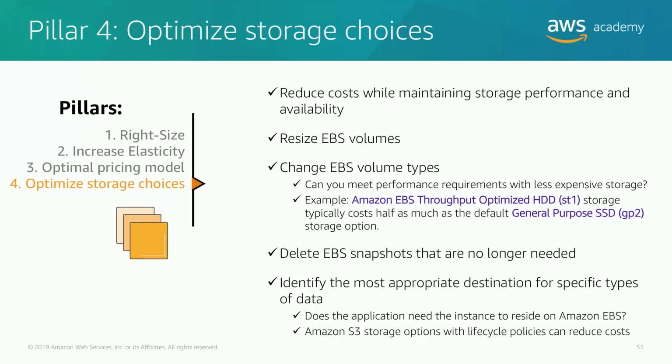Finally, let's review the 4th pillar of cost optimization in more detail: optimizing storage choices. It's a best practice to try to reduce costs while also maintaining storage performance and availability. One way you can accomplish this is by resizing EBS volumes. For example, if you originally provisioned a 500 gig volume for an EC2 instance that will only need a maximum of 20 gig of storage space, you can reduce the size of the volume and save on costs. There are also a variety of EBS volume types available. Choose the most cost-effective type that still meets your performance requirements.